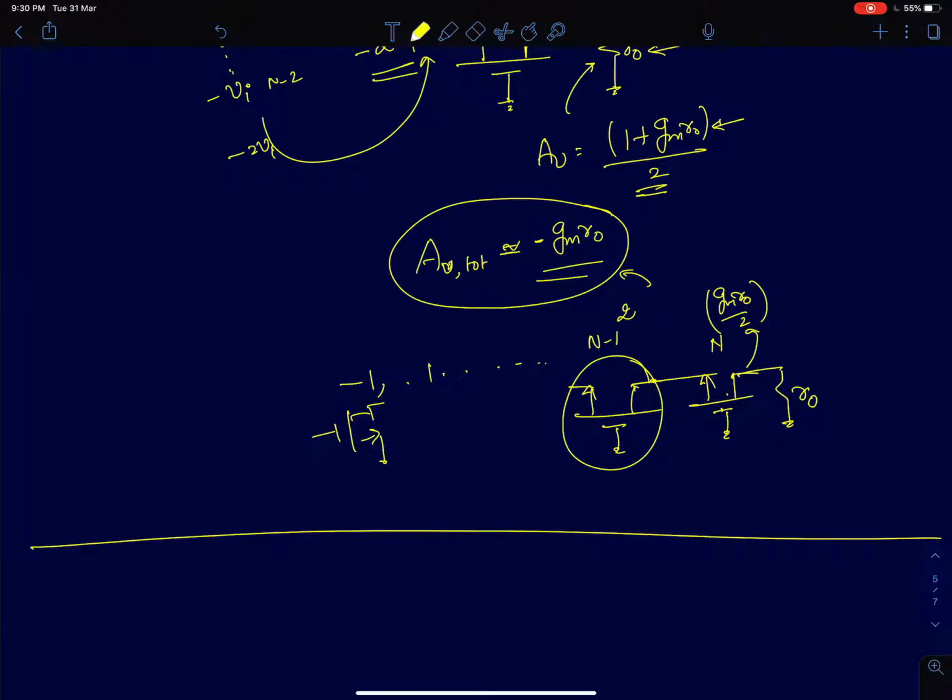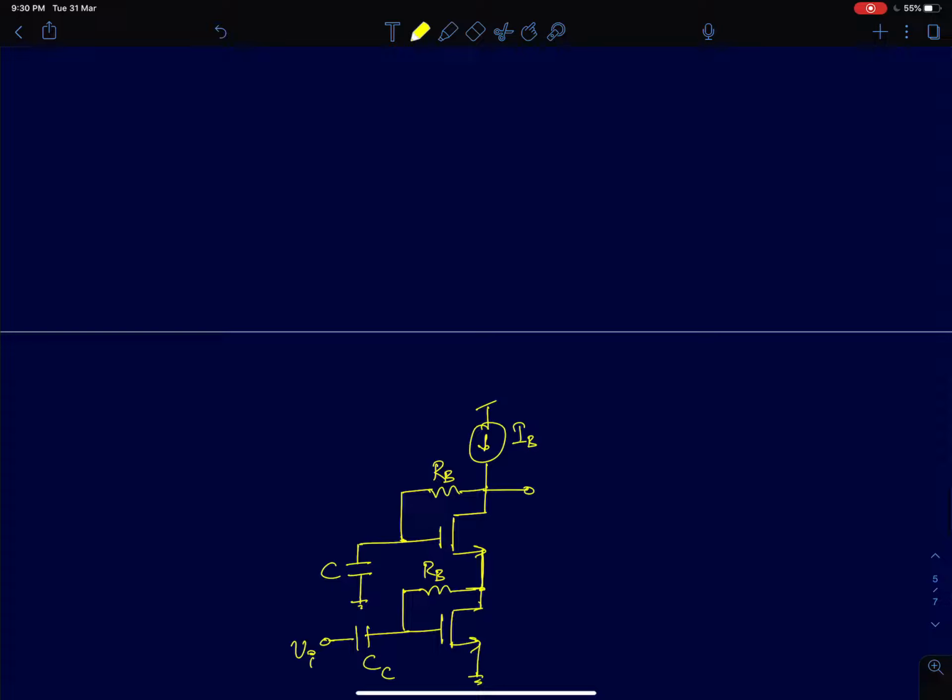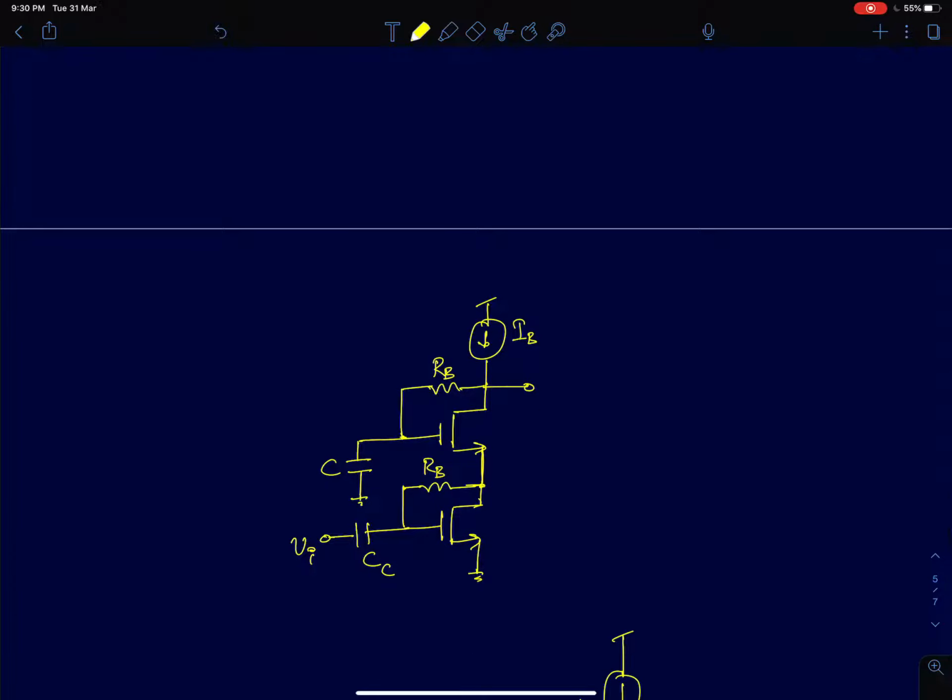So finally, like I did for every other single stage amplifier, we discussed a test bench to measure the intrinsic gain. Here I've shown a test bench which can actually measure the unloaded gain of a cascode amplifier. So we have two cascode amplifiers here.